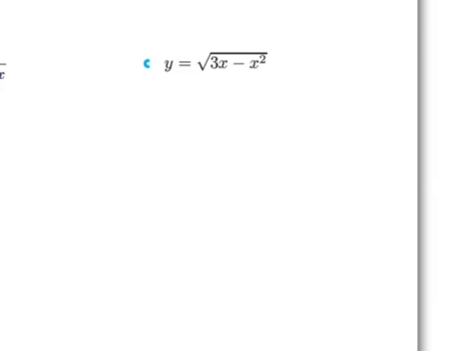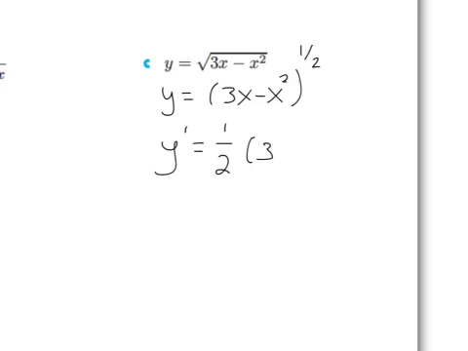Here we have y is equal to the square root of 3x minus x squared. So let's rewrite this as 3x minus x squared raised to the half power, since the square root is the same thing as raising it to the half power. So let's differentiate this one more time. We have the half, bring it down, and then we write what's in the parentheses. Then take the derivative of the inside. The derivative of that would be 3 minus 2x. Let's move on to the next question.